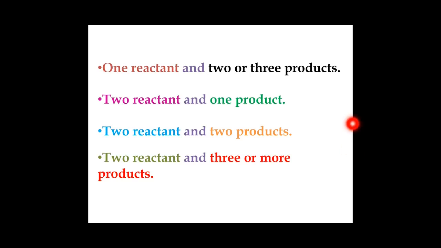In a chemical reaction, there may be one reactant or two or more than two reactants. One reactant may be involved in a chemical reaction and form two or three products. Two reactants may be involved in a chemical reaction and form one product, or two reactants may be involved and form two products. Two reactants may be involved in a chemical reaction and form three or more products.